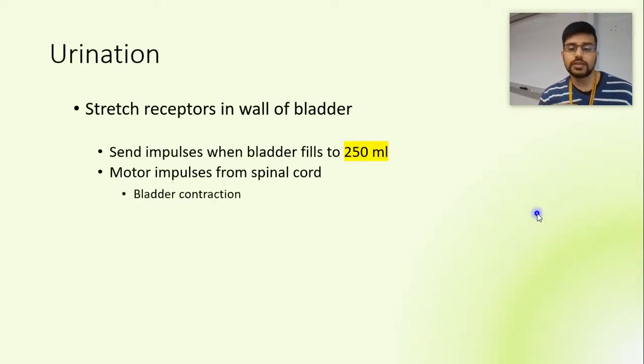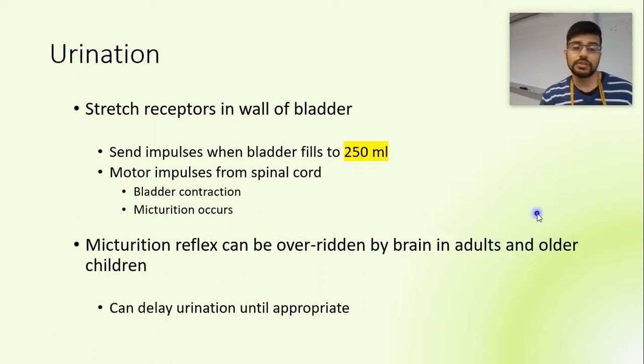Now, the process of getting rid of or excreting the fluids from your system is called urination. So that's when you pee. You have these stretch receptors in your bladder. They get an impulse when you have about 250, so a quarter of a liter, about a cup of urine in your system.